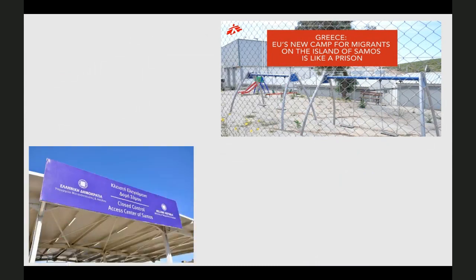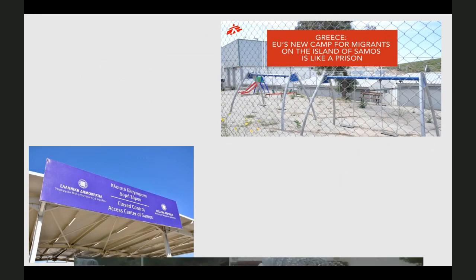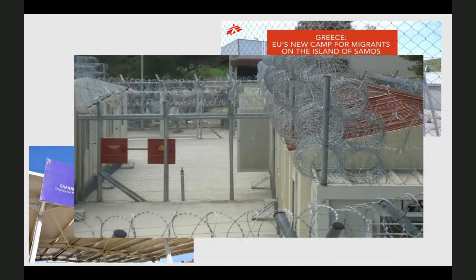controlled access centers. One year after the inauguration of the first such center in Greece, Samos, two more are actually operational today on Leros and Kos, two more islands, and two additional closed controlled access centers are actually being built right now on two more Greek islands.